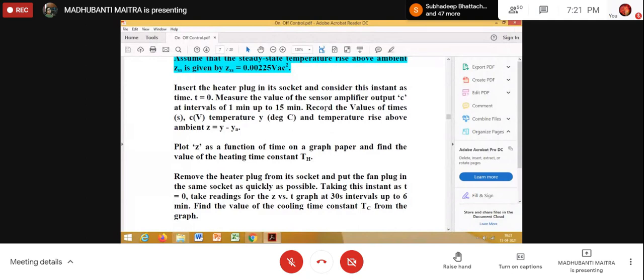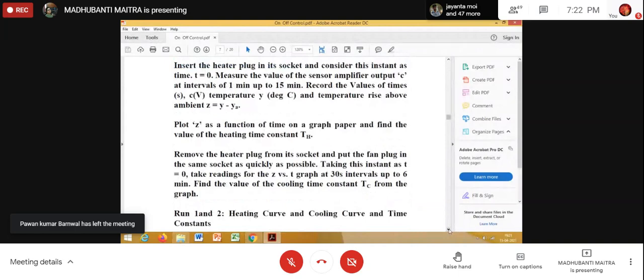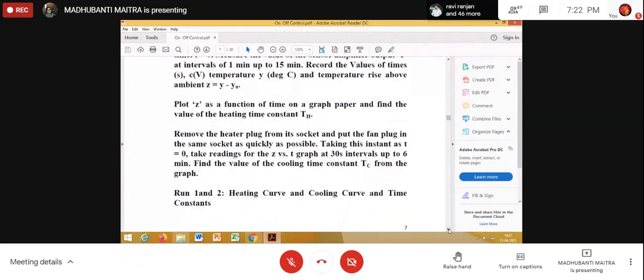So we'll have to develop a table where we'll note down the values of time, temperature C, that means the temperature of the plant C, and the temperature rise above ambient. And finally, we'll have to plot the temperature rise above ambient as a function of time on the graph paper. And from that particular plot, considering the system to be a first order system, we'll have to find out the heating time constant.